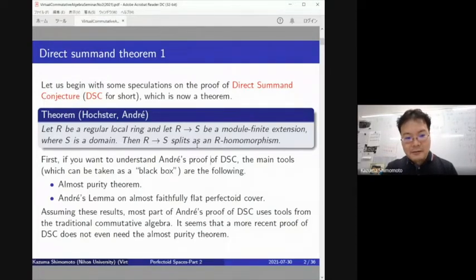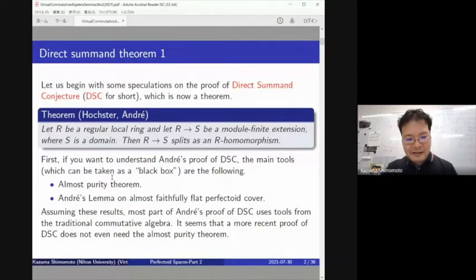If you want to understand Andre's proof of the direct summand conjecture, what kind of ideas are used in his proof, or which actual tools you can take as a black box, the ingredients are the following. The first one is the almost purity theorem. The second one is Andre's lemma on almost faithfully flat perfectoid covers. I'm not going to talk about the second one. I'm going to talk about the first, the almost purity theorem.